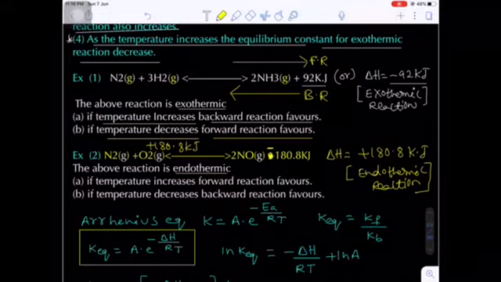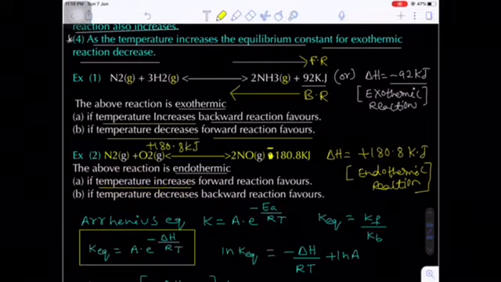In an endothermic reaction what happens? If you increase the temperature, the system tries to decrease that increase in temperature. How will the system try to decrease the increase in temperature? By absorption of heat energy. In which direction is heat energy absorbed? That is in the forward direction, because in the forward direction heat energy is absorbed, that is an endothermic reaction. So the forward reaction is favorable. Are you getting my point?